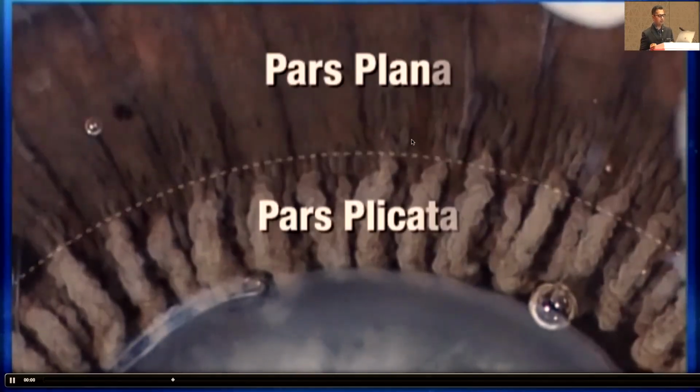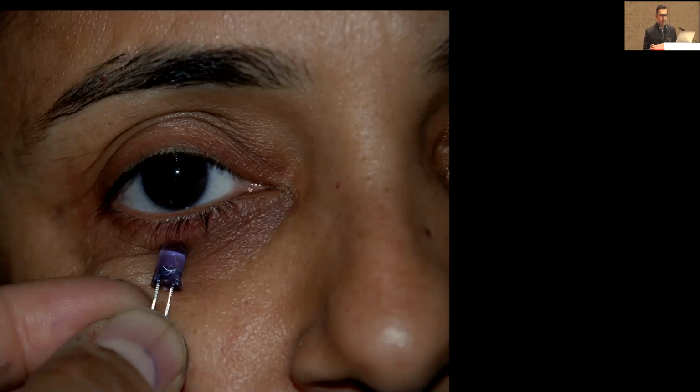Myopic eyes will behave differently from hyperopic eyes. So we decided to understand if there's any technique to find out the area of the pars plana, pars plicata junction, and that point would be a good point to fix the IOL.